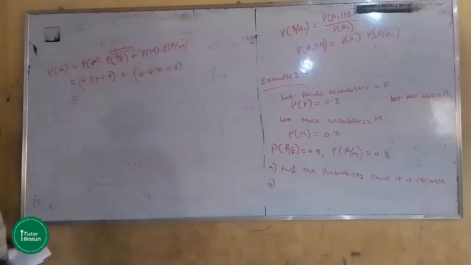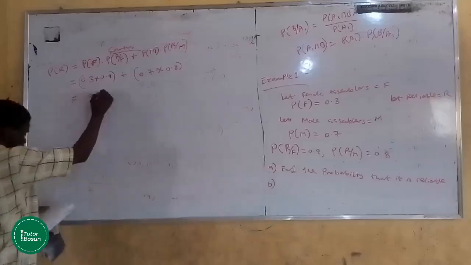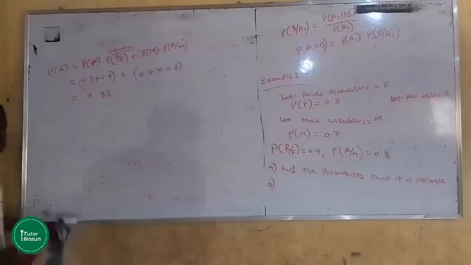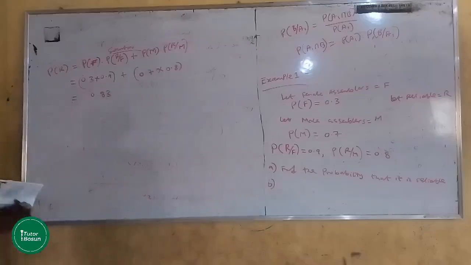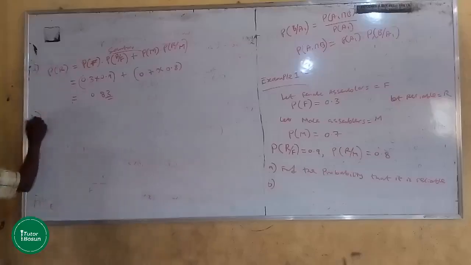So the total probability will sum up to what? If we do that very well, we should be having 0.83. You can check that with your calculator. That will be our total probability, and that's the answer to the first question. This is A, this is B.